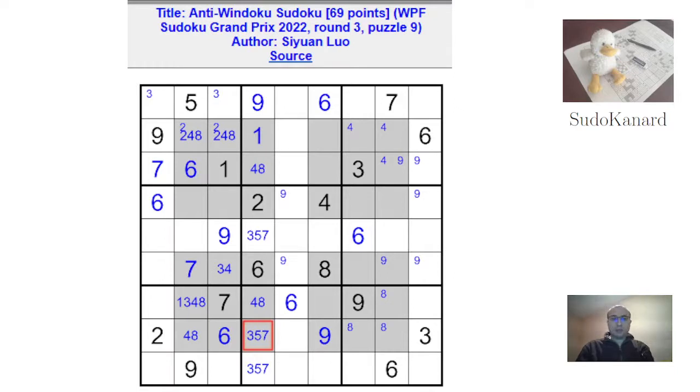But this can't be a 3. And we know that 5 doesn't appear here, so this will have to be a 7. This is the same digit as this. And this is the same as one of those digits. We don't know which one yet.